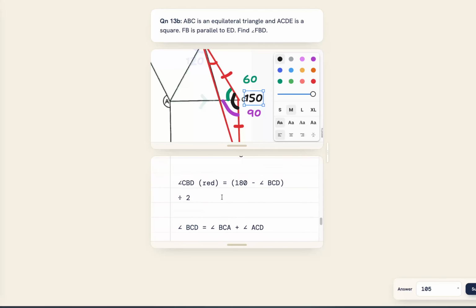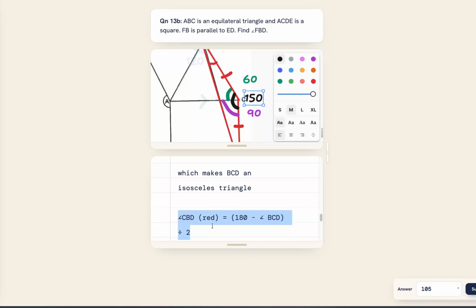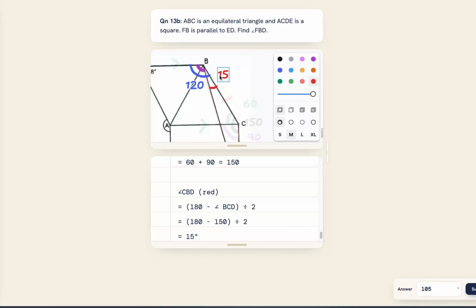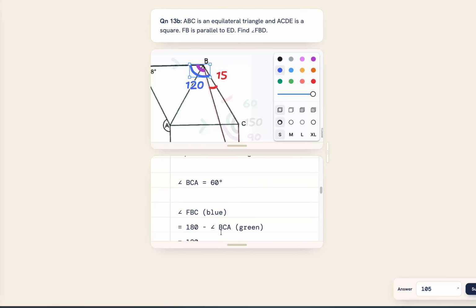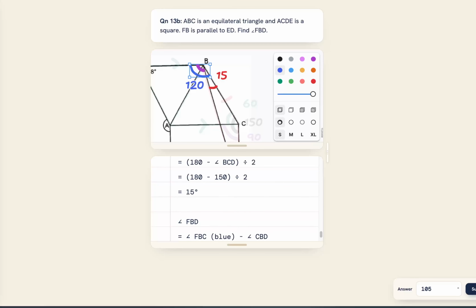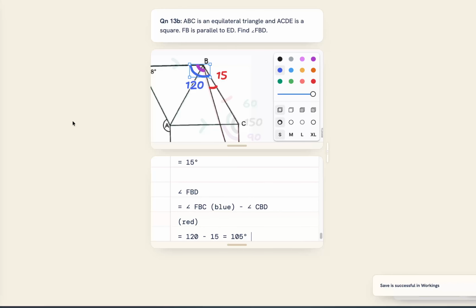From here, we can get the red angle. In this case it is 180 minus 150, divided by 2, and this will be 15 degrees. Since we know the red angle CBD is 15, and this blue angle is 120, we can get the answer. Angle FBD is equal to FBC minus CBD, which is 120 minus 15, and this will be 105 degrees. There you go. So that's the answer, 105 degrees.